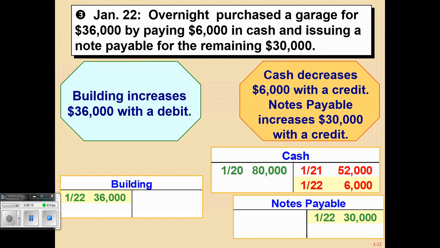So notice what happened in this case. I bought the building for 36 grand. That's a debit, because the building account is going up by 36 grand. And notice I paid 6 grand in cash, so cash is going down. Cash is an asset, so I need to credit it. But notice my liabilities, or my notes payable, are going up by 30 grand. Why? Because now I owe somebody that money, and to get a liability account to go up, I need to credit it. Notice my debits are 36 grand, my credits are 36 grand, my debits and credits are equal, even though the number of accounts that I debited and credited are not.